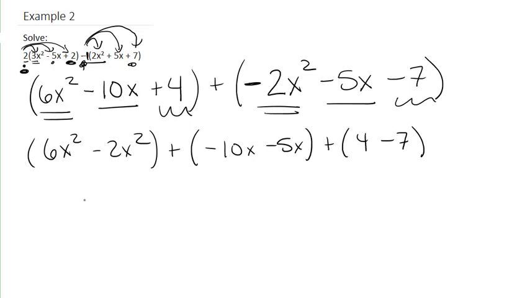So 6 minus 2 is equal to 4x squared. Then we have minus 10 minus 5. So that equals, we'll just drop that first positive sign and we'll just leave it as minus 15x. Then we have 4 minus 7. Now, what we can do is we can go 7 minus 4, but we know we need to keep the sign of the larger number. So that will give us negative 3, or we can just say minus 3.